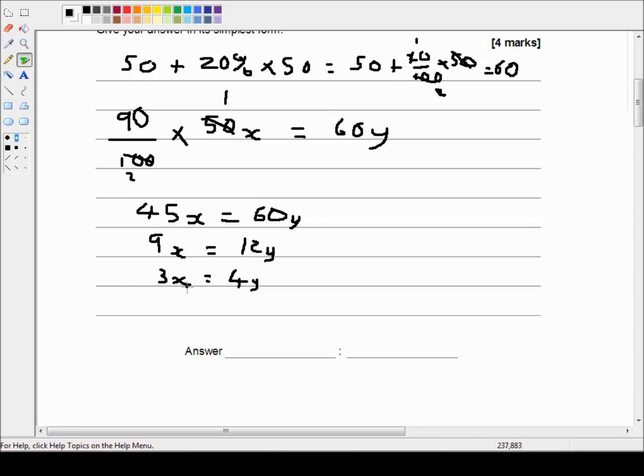Now that then means the ratio of x to y is 4 to 3, but just to show why that is, I'm just going to do that up here. If I take 3x equals 4y, if I divide everything through by 3, I've got x is equal to 4y divided by 3, and now if I divide by y, I've got x over y is equal to 4 over 3. And of course that we can just write as a ratio of x to y is equal to 4 to 3.